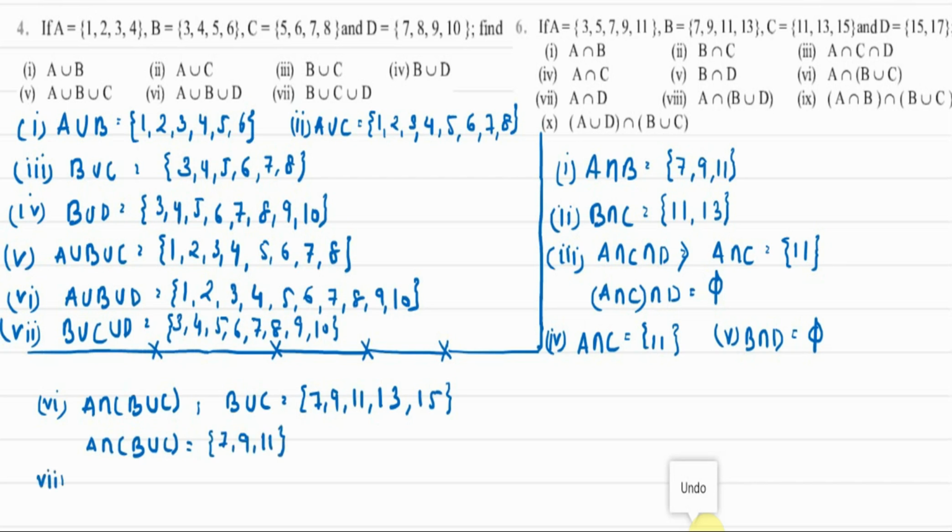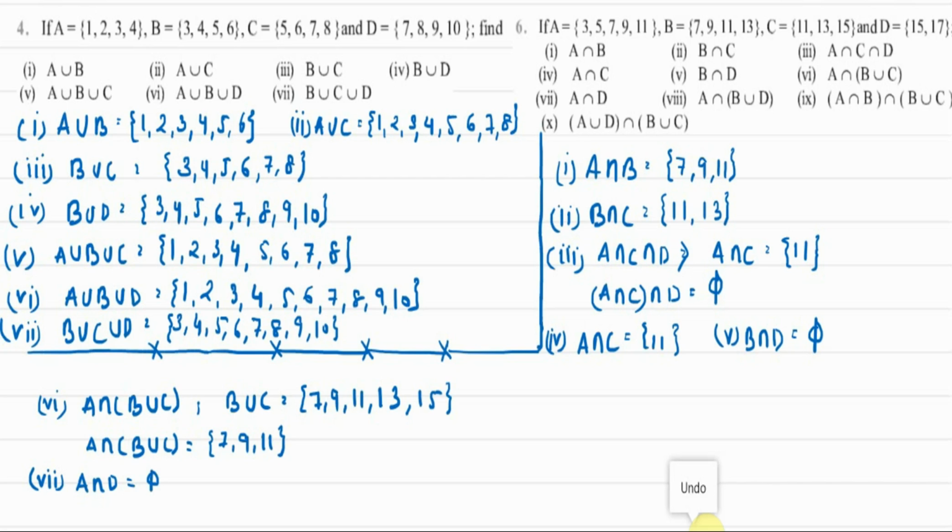Part 7. It says find out A intersection D. So again, common elements of A and D. There is no common element between the set A and D. That means it will be φ.